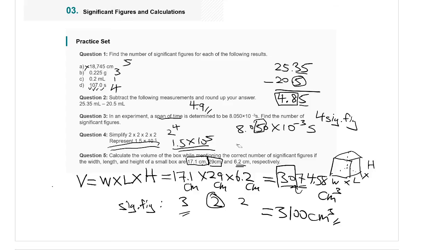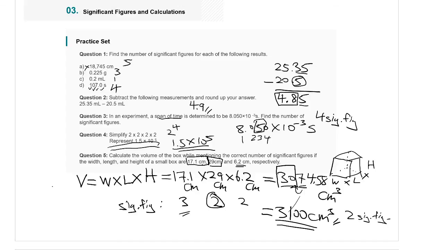Okay, if you remember the previous question, I didn't count properly. So I should start counting from the left to the right. So 1, 2, 3, and 4. Alright, so when we go back to our question over here, it's 3,100 centimeter cube. So it is 2 significant figures.